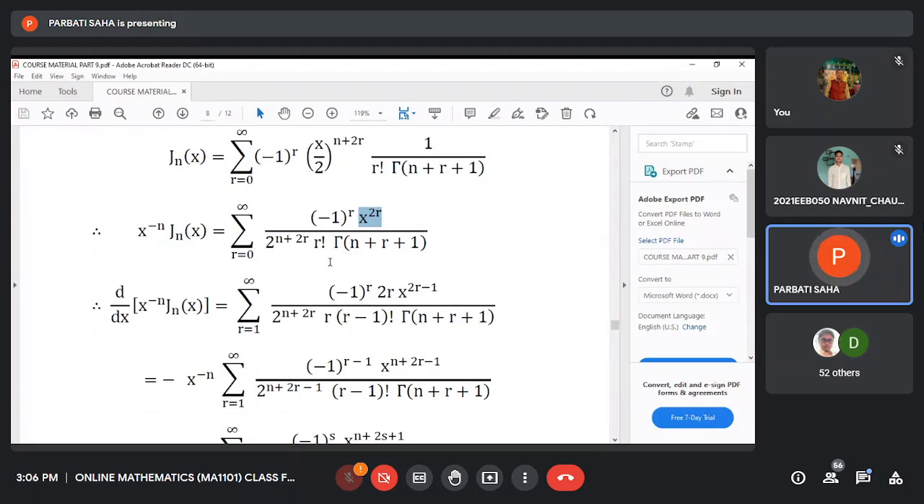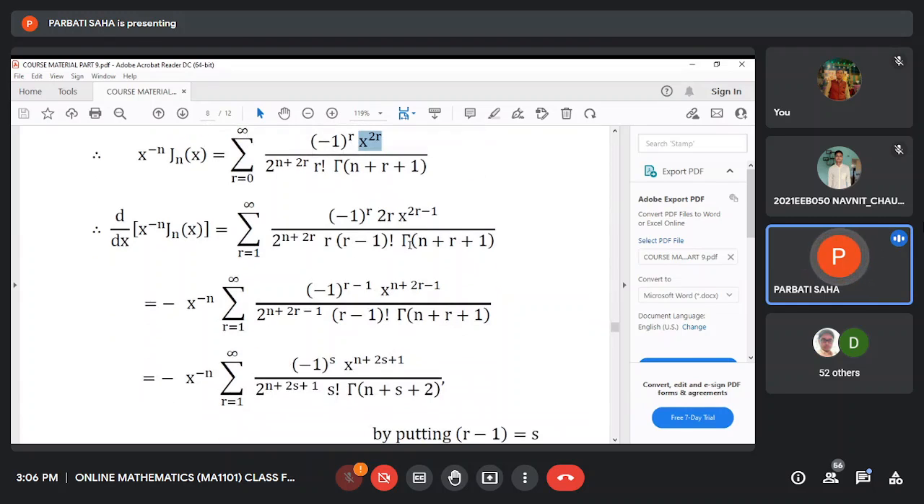Now r factorial may be written as r into r minus 1 factorial. And then you see, r minus 1 factorial remains unchanged. Just r will be cancelled from numerator and denominator. Now there is another 2 in the numerator. So after simplification, it should be 2 to the power n plus 2r minus 1. Like this.